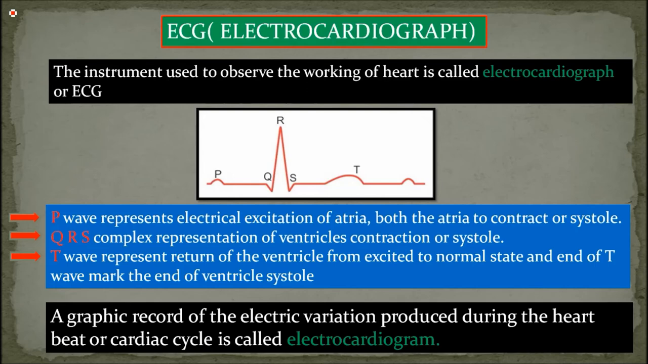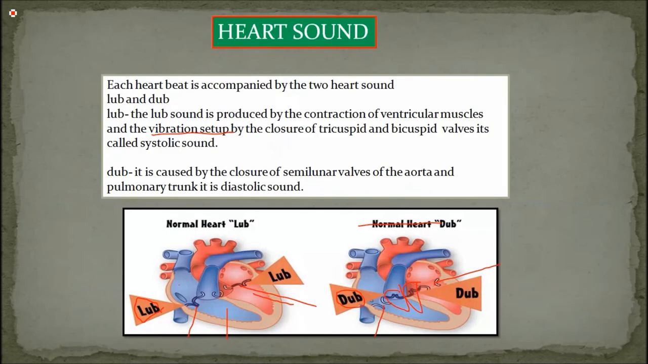Each heartbeat is accompanied by two types of heart sound, the lub and the dub. The lub sound is lower and lasts longer. It is produced by the contraction of the ventricular muscles and the vibration set up by the closure of the tricuspid and the bicuspid valves. And the dub sound is caused by the closure of the semilunar valves. Clear? It is short and sharp.